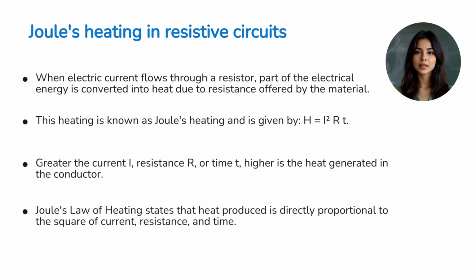Now, when an electric current passes through a resistor, the resistor doesn't just let electrons zip through freely, it resists their flow, kind of like how a narrow corridor slows down a crowd. This resistance causes some of the electrical energy to transform into heat, warming up the resistor.